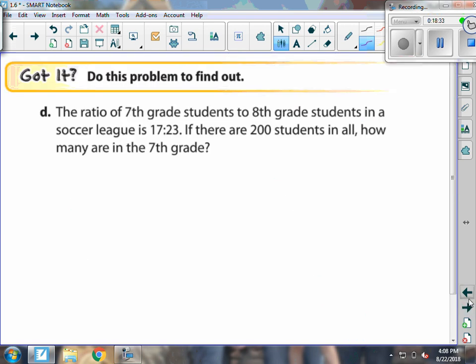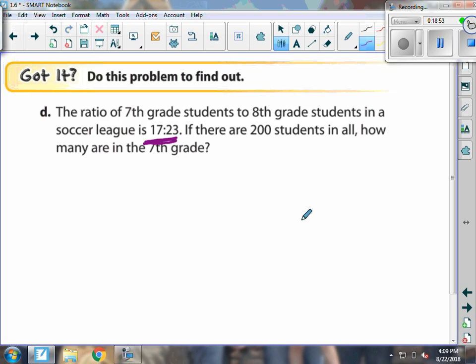The ratio of 7th grade students to 8th grade students in a soccer league is 17 to 23. If there are 200 students in all, how many are in the 7th grade? So you're going to copy this. This is similar to the one that we just did. You have to find out your total. So you're going to use your ratio to figure out your total.